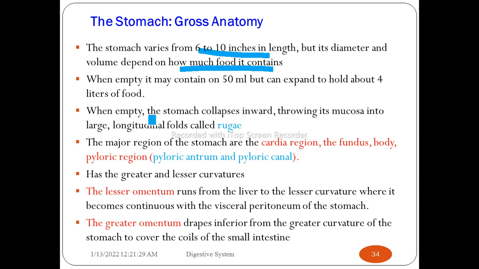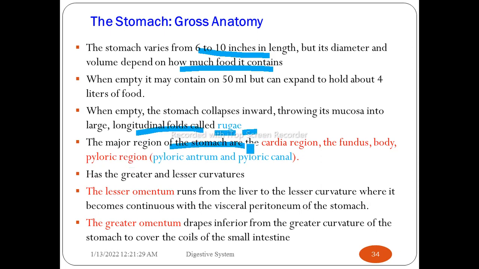When empty, the stomach collapses inward, throwing its mucosa into longitudinal folds. These folds are known as rugae. I will show you what rugae look like.